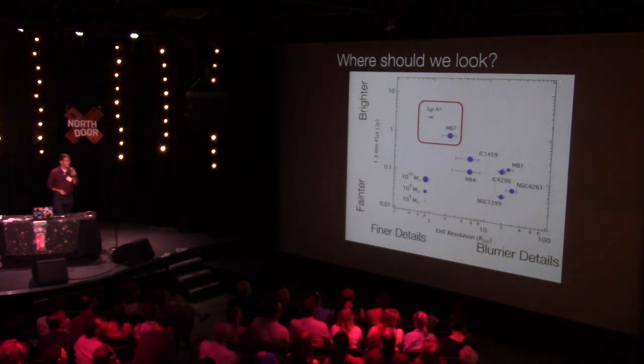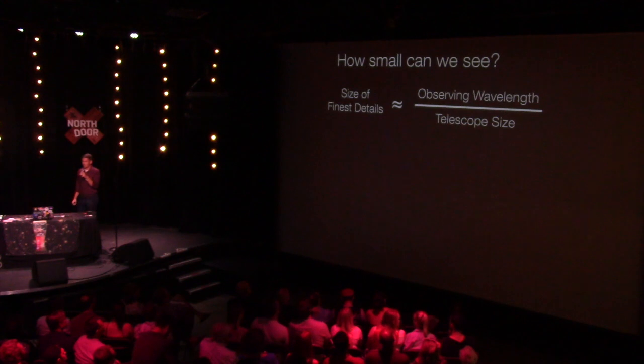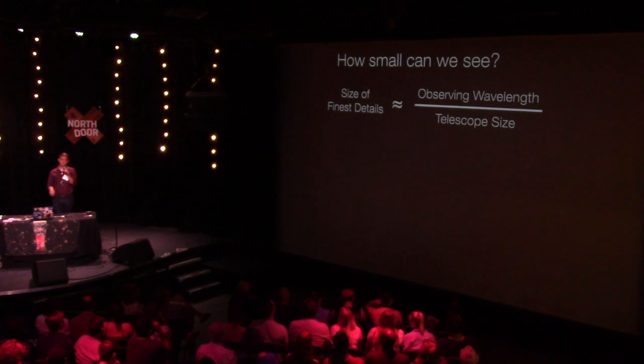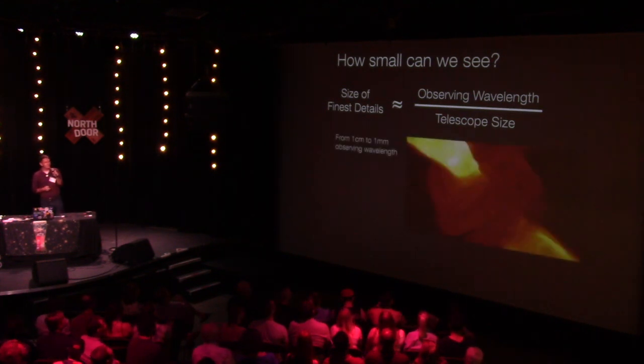So what actually sets the amount of detail that we can get from a telescope's image? There's really only two things that matter here as well. The wavelength of light that we observe and the diameter of our telescope. So basically, if we have a bigger telescope, we can resolve finer details of an image. For the observing wavelength, we're kind of set by nature.